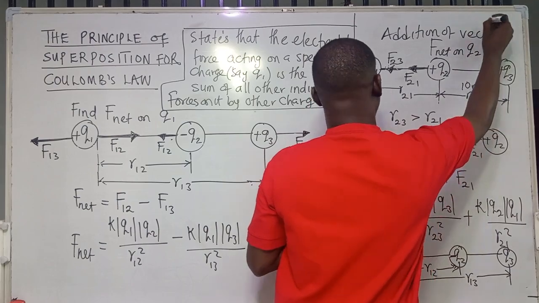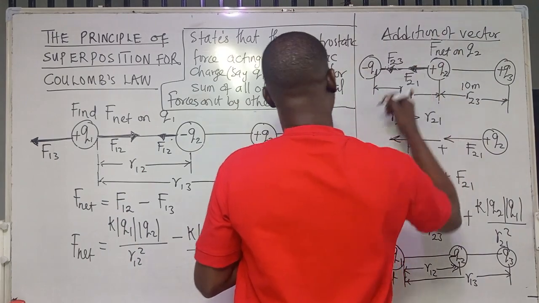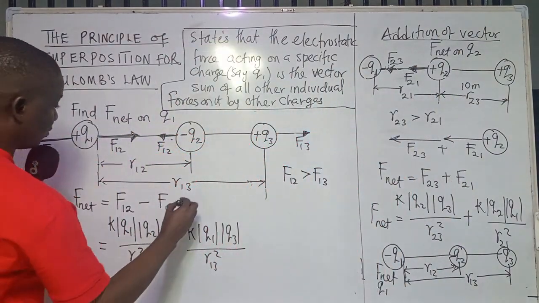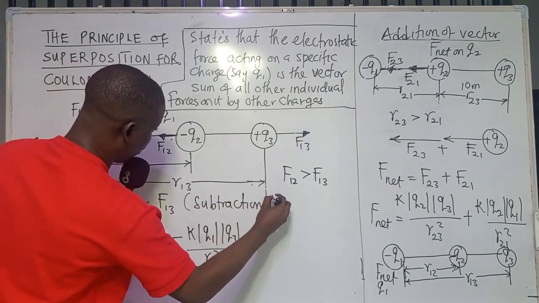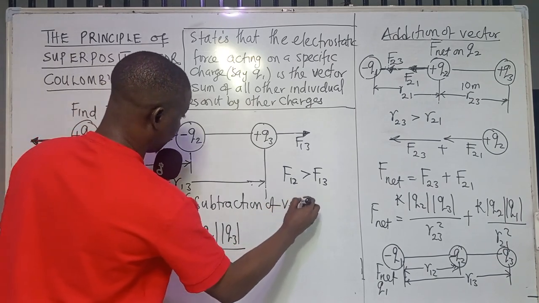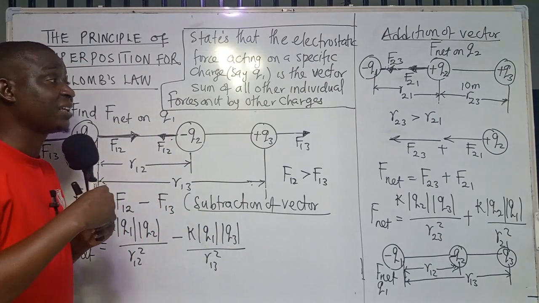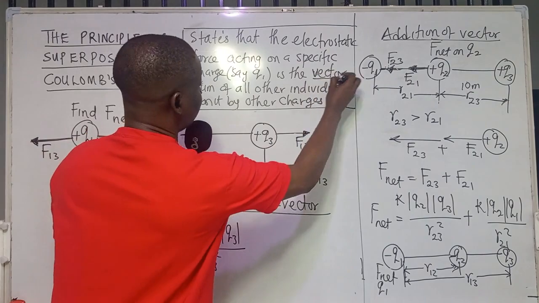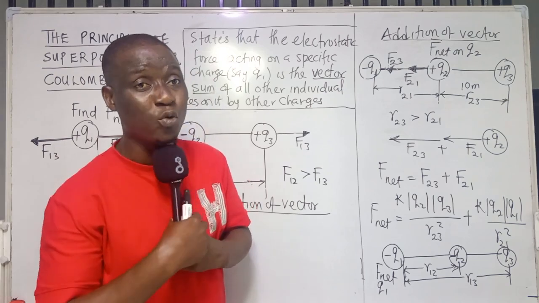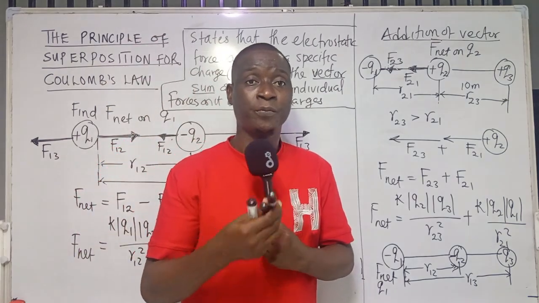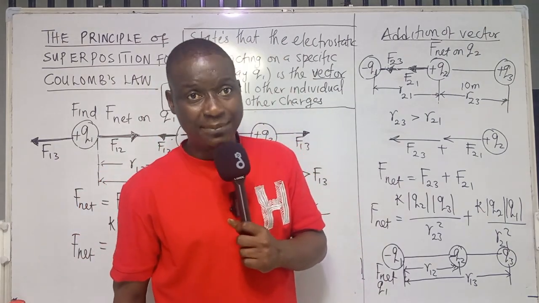So the vector sum resulted to addition of these forces. Why this one resulted to subtraction of vectors, which is all the forces here. So you can now see that when we say vector sum, according to vector analysis, when you are analyzing two vectors and you discover that they are moving in the same direction, you have to add them together.